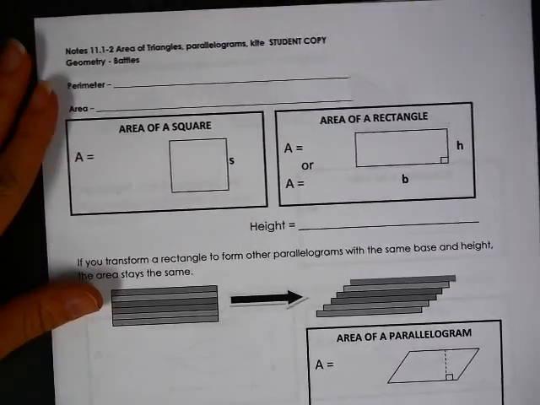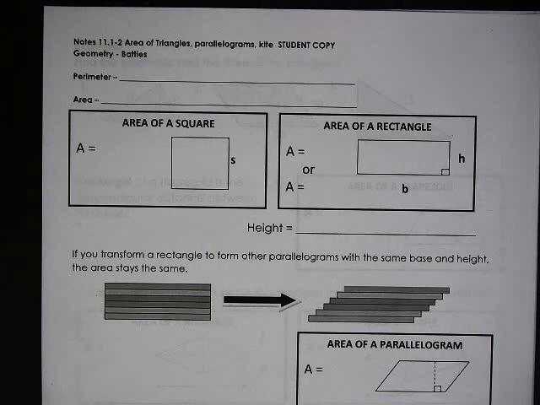All right, we're starting chapter 11. We're doing the first two lessons, area of triangles, parallelograms, and kites. And a lot of this is going to be a review. There's just going to be a few added things in there that might be different from things you've done in the past. But for the most part, you should feel pretty comfortable with this material.